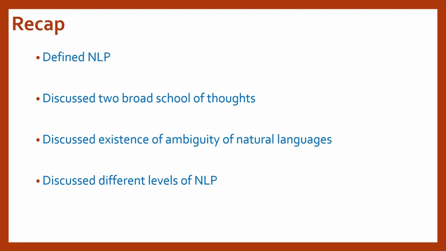We have discussed what we mean by NLP, the two different schools of thought, the empiricist and rationalist, which help in progress in NLP research. In fact, you are going to see a glimpse of the influences of these two schools in today's lecture as well. And we have also discussed the ambiguities present at different levels of NLP, which make automatic processing of natural languages hard.